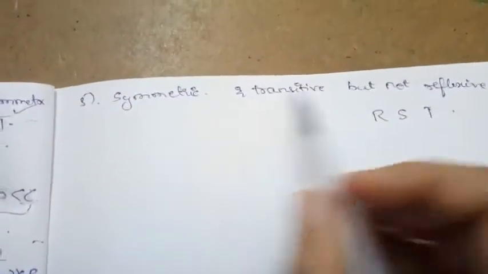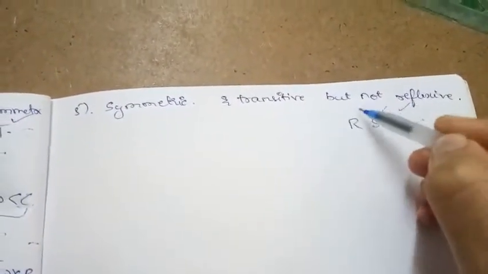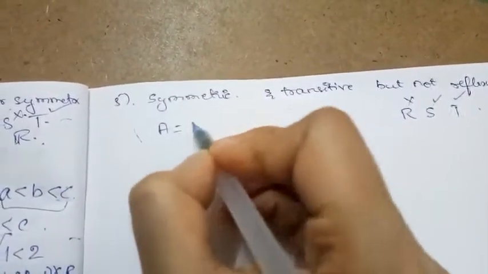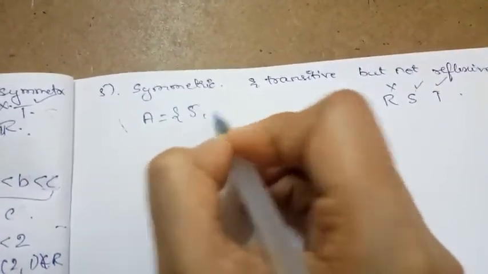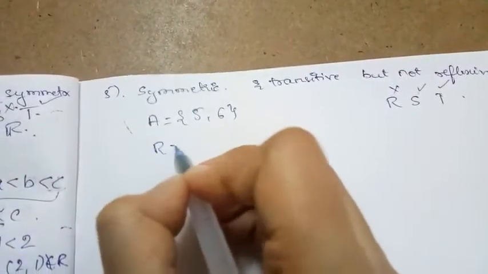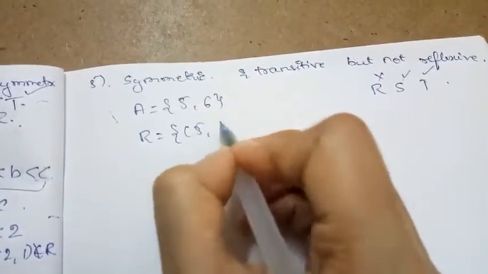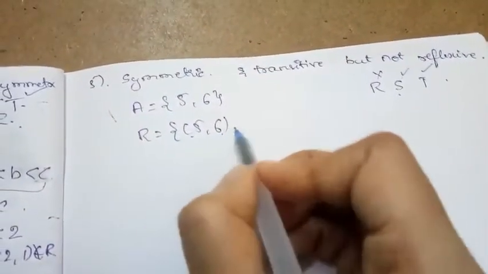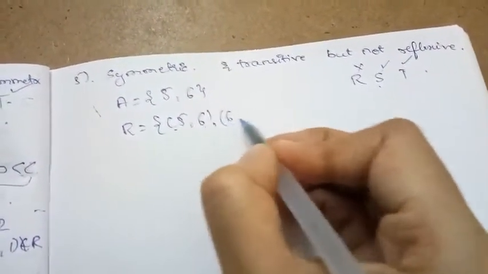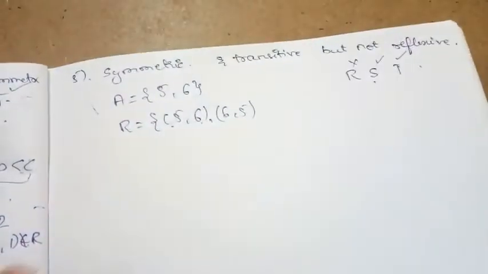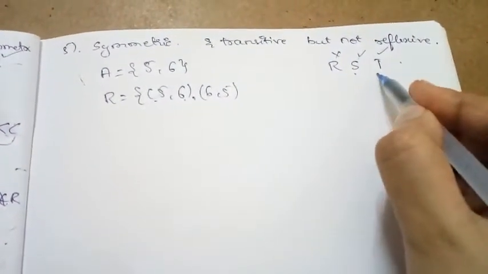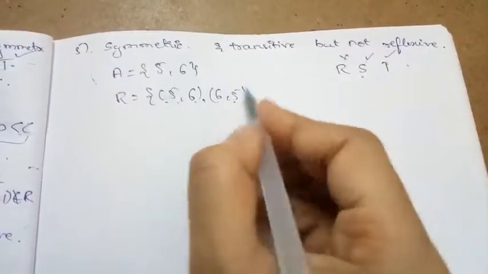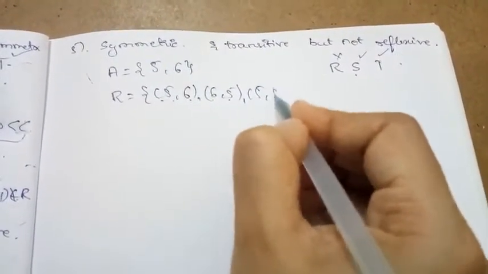The next is symmetric and transitive but not reflexive. Suppose I take a random set with elements 5 and 6 and define a relation containing (5, 6). They are saying it should be symmetric, so if I take (5, 6), then (6, 5) also needs to exist. They are saying it should be transitive also, so (5, 6) and (6, 5) existing in the relation means (5, 5) also needs to exist in the relation.